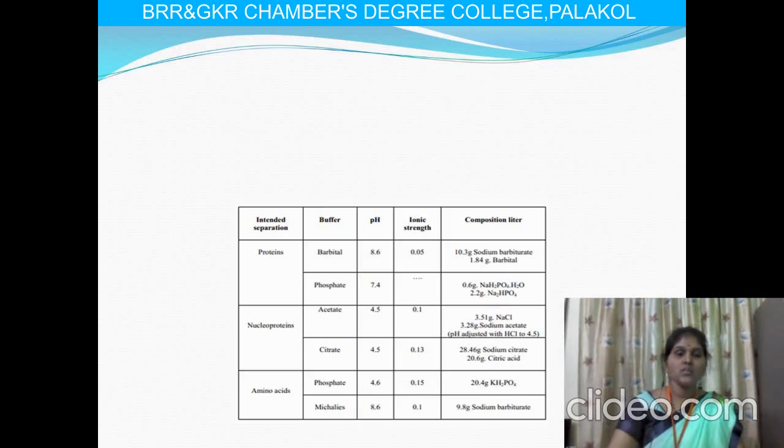And the next one is amino acid preparation. For the separation of amino acids, we can prepare phosphate or Michaelis buffer, having pH of 4.6 and 8.6 respectively, and the ionic strength is 0.15 and 0.16 for the Michaelis. We have to use different compositions for 1 liter. For the phosphate buffer we can use 20.4 grams of KH2PO4, and for the Michaelis buffer, for 1 liter composition, we can add 9.8 grams of sodium barbiturate.